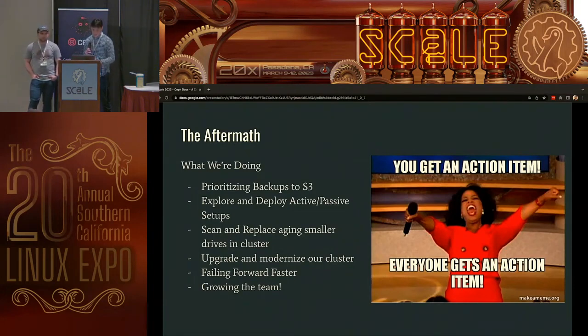What else? We could upgrade and modernize our cluster. Again, I mentioned that we were running Octopus. We're looking into deploying Rook Ceph now that we stood up a Kubernetes cluster as well, and then getting that into the latest build and release.